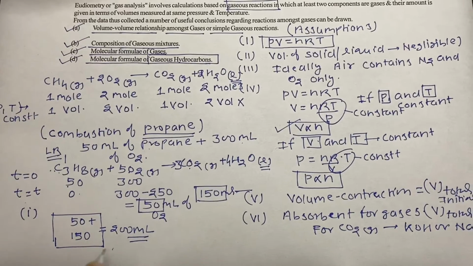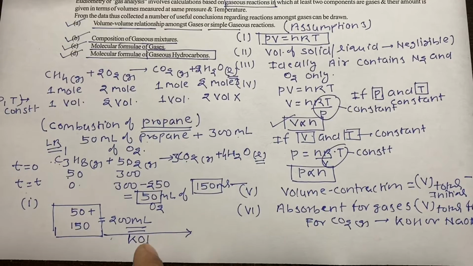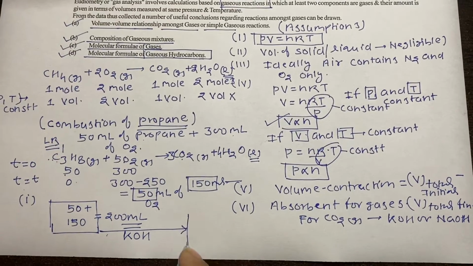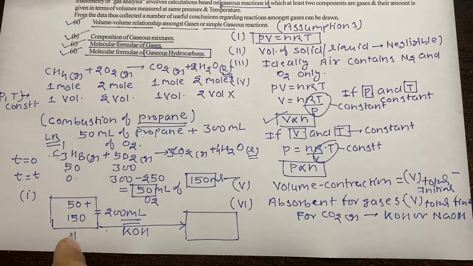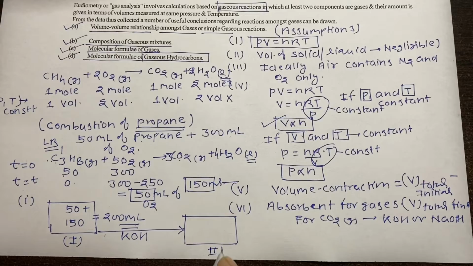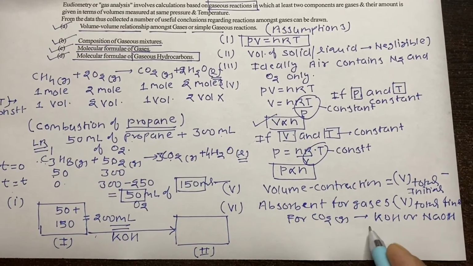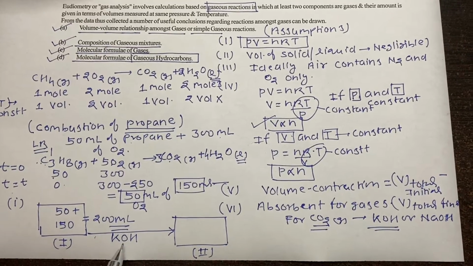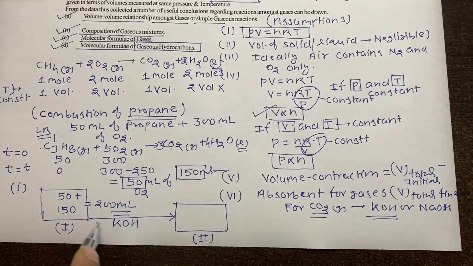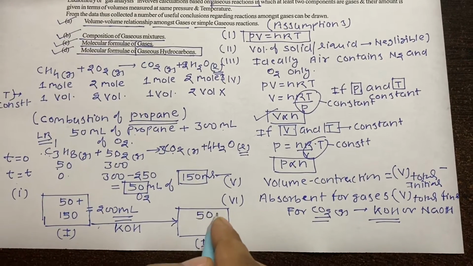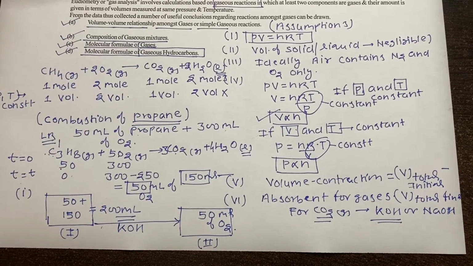Now if we further add KOH to this gaseous mixture, what gas will be left in the resulting gaseous mixture? This is resulting gaseous mixture 1, and this is resulting gaseous mixture 2. We are adding KOH. We know that KOH is an absorbent for CO2 gas. So definitely this KOH will absorb the entire CO2 present in this mixture, so only 50 ml of oxygen will be left in this gaseous mixture.